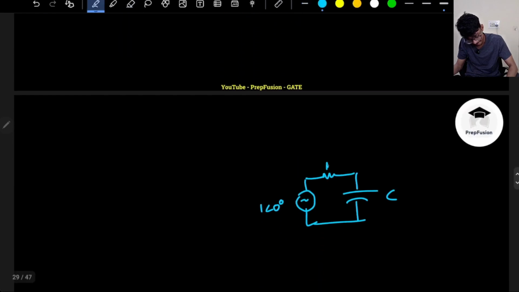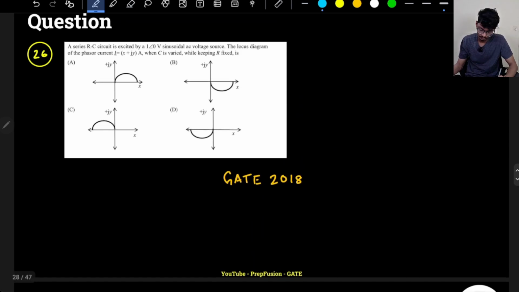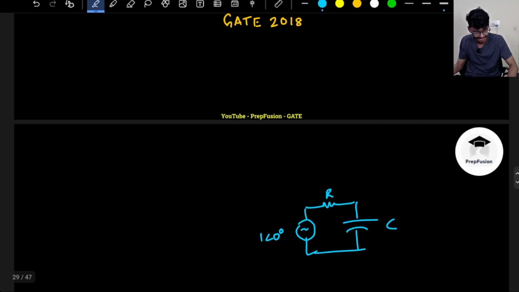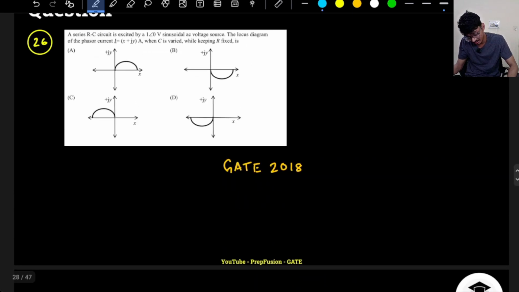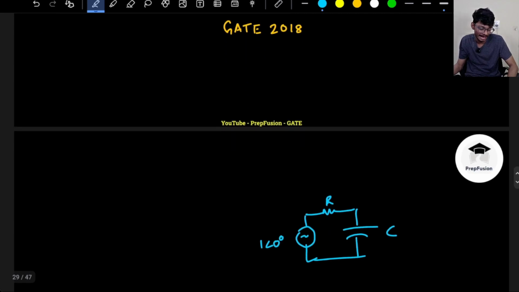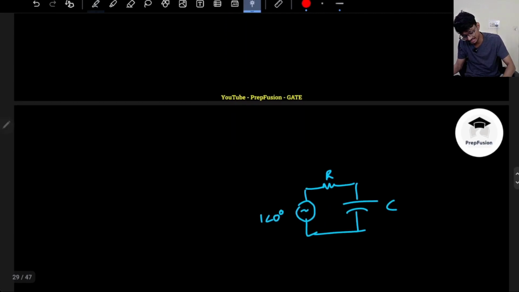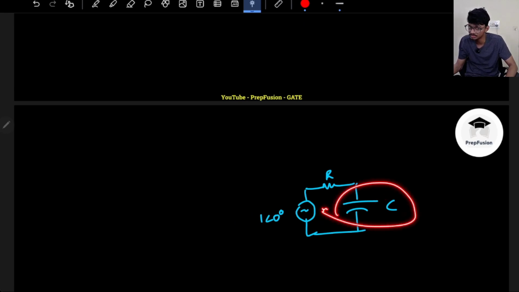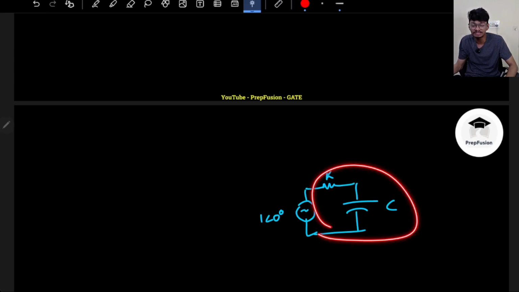They are asking me to plot the locus diagram as C is varied. We have already done it actually; we varied omega, but we have not varied C. So if I vary C, if my C is 0, what will happen? What capacitive reactance will it provide? 1 by 0 is infinity. So if it is providing infinite capacitive reactance, it will behave as a purely capacitive circuit at C equal to 0.